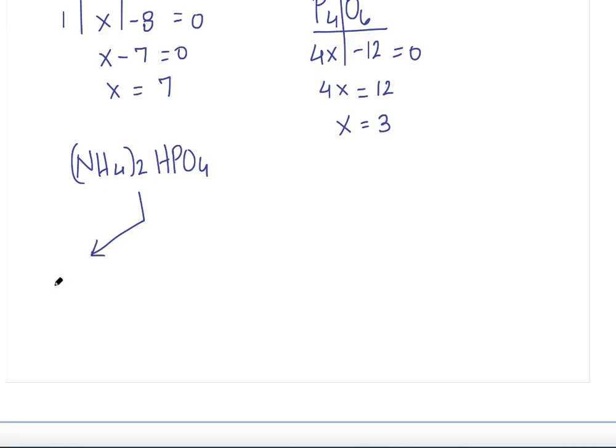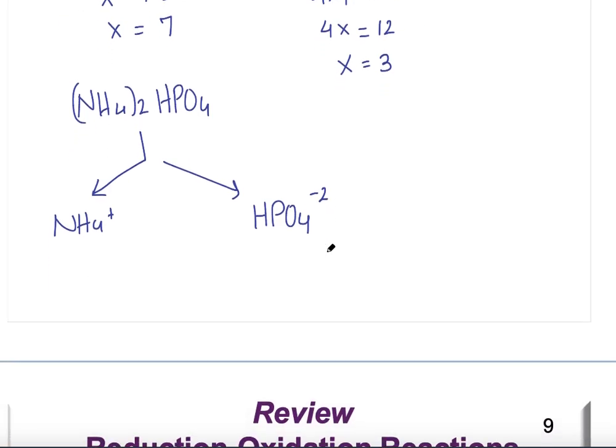Okay. This one, we're going to be dividing it into the two ions that it is made out of. The first ion is the ammonium ion, NH4+. The second ion that it is made out of is the hydrogen phosphate. And the charge of that hydrogen phosphate is actually equal to -2. That 2 right here belongs to the charge of this guy. Don't forget your charges. All right, now I can deal with each of the ions independently.